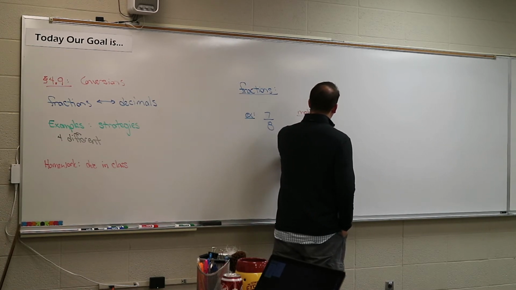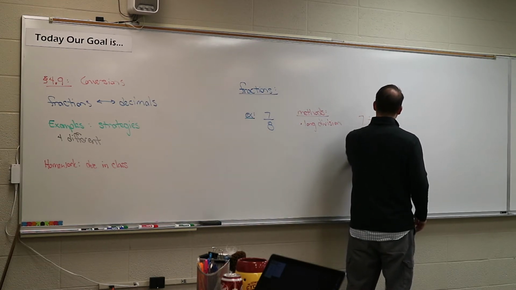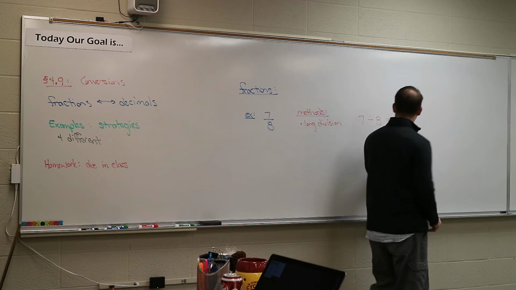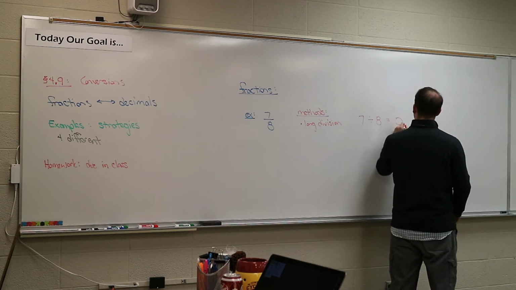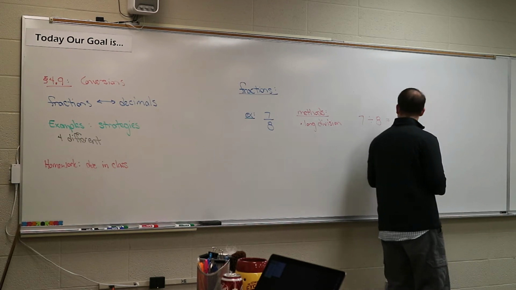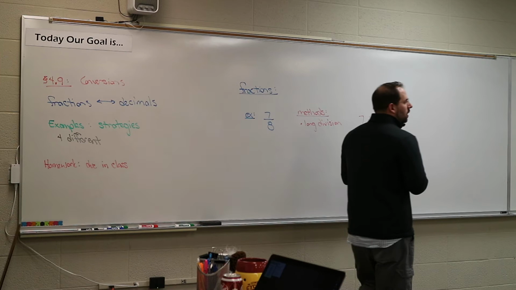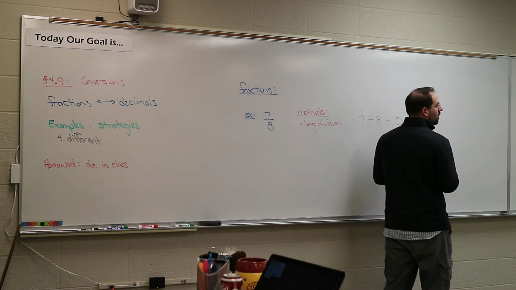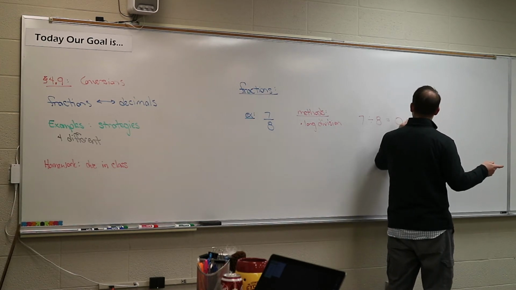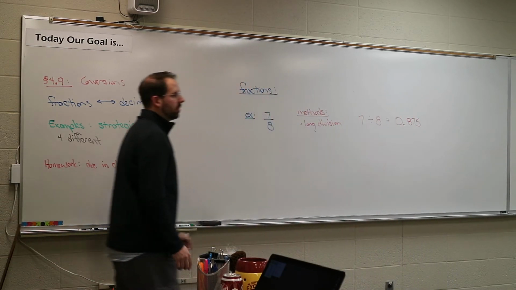So long division, the method: you take 7 and you divide by 8. You take the top number, divide by the bottom number on your calculator, and tell me the decimal. 7 divided by 8 is 0.875. Okay, boom. That transfers. That's what I'm looking for. Okay, we feel comfortable with that.